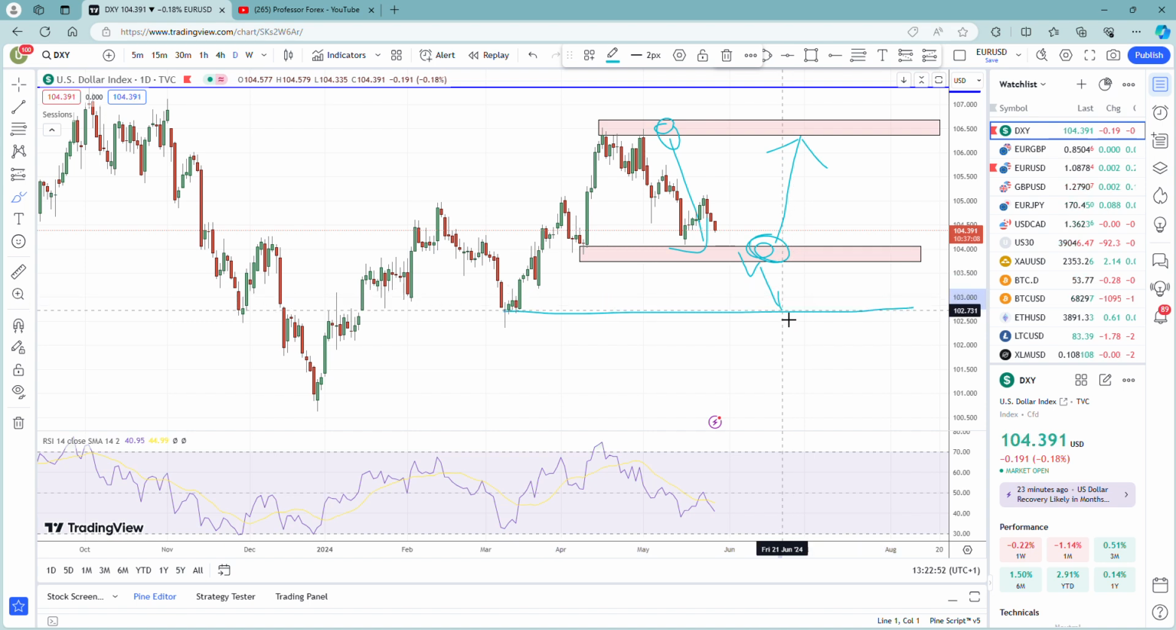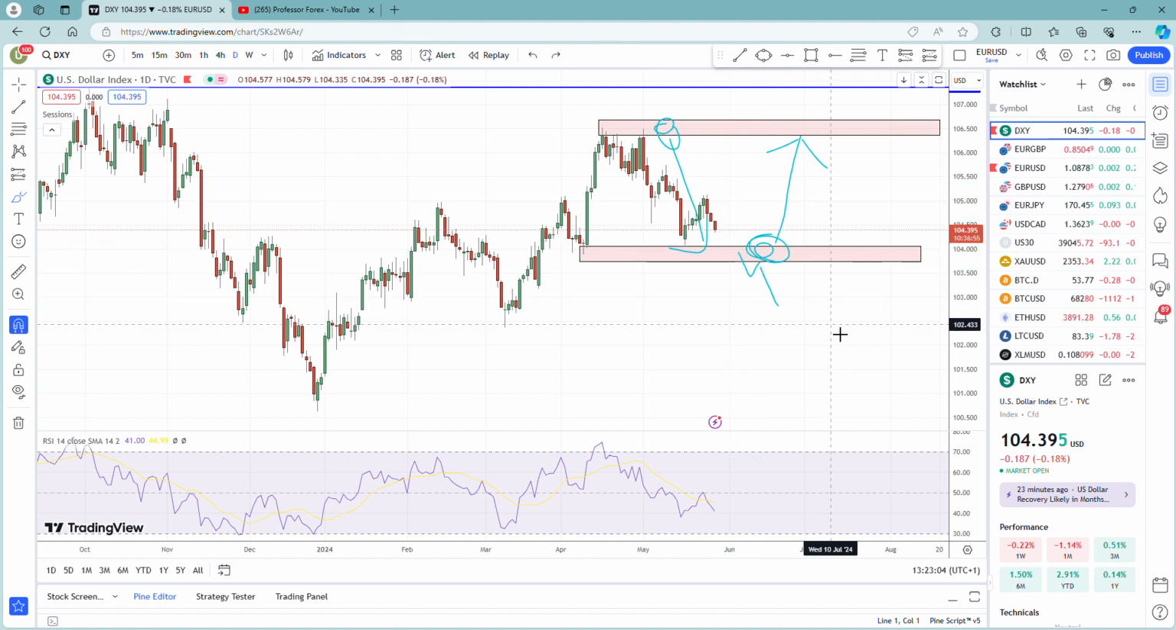So support now acts as a resistance, and then would go down to this level here. So the daily always helps us indicate where price action can go next. So at this moment in time, it looks like it might just retrace to the support before it goes up, but then again, like I said, it could breach it and go down as well. So that's how we use the daily time frame.